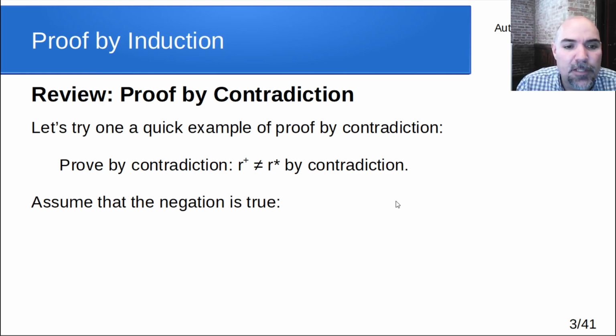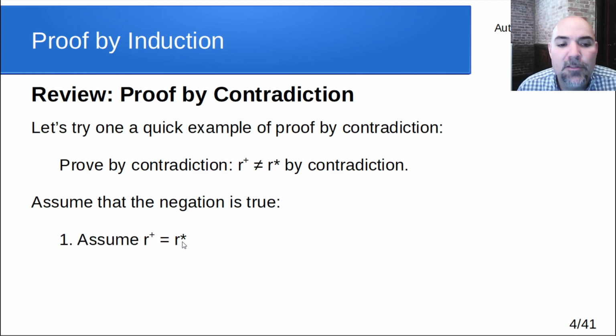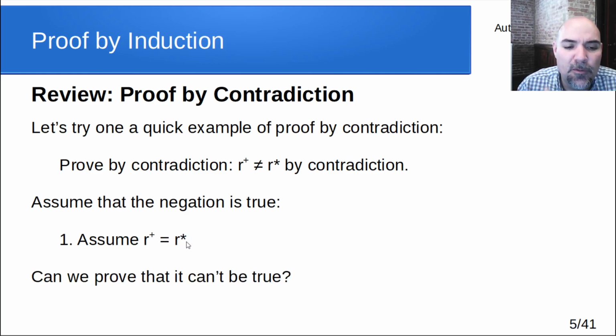First off, like all proofs by contradiction, we're going to start off assuming the negation is true. So R plus not equal to R star is what we're trying to prove. We're going to say, let's assume that R plus is equal to R star. So we're assuming that those two things are equal. We're saying, let's pretend that no matter what regular expression we plug in for R, these two things are always going to end up being equal. So now we want to say, can we prove that this is false, that this cannot be true?